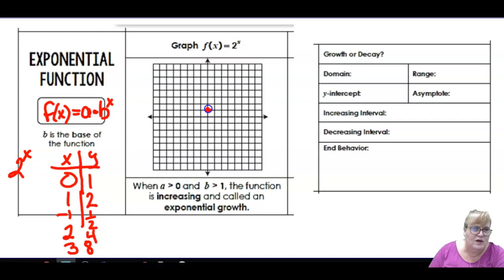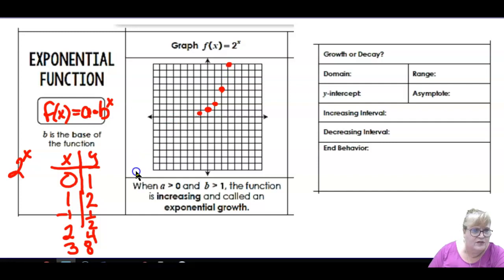So we get 0, 1, which, as long as a doesn't mess with it, b will, at 0, it will always be 1, unless a multiplies it by something. But as long as you just have a b to the x, it will go through 0, 1. Then 1, 2; 2, 4; 3, 8; negative 1, 1/2.